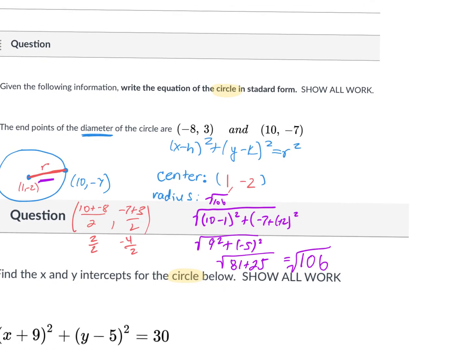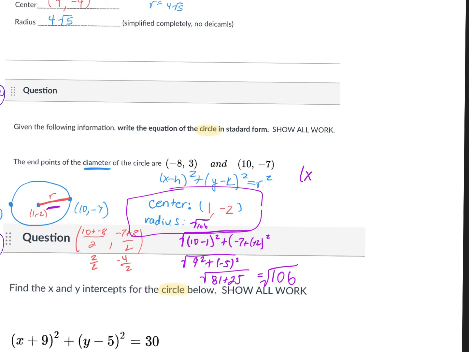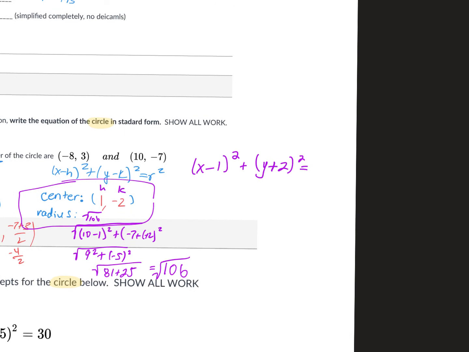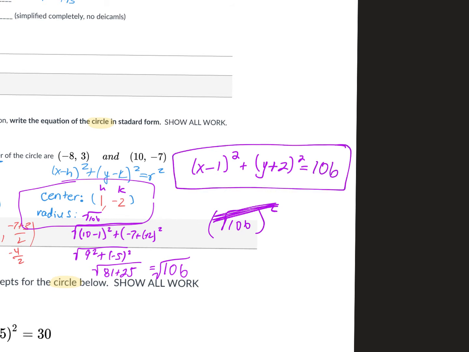That still does not give me my equation in standard form, but I have the two pieces of information that I need, so I can go ahead and plug that in. So I'm going to say x minus h, well, h is my 1 squared, plus y minus k. Well, k is -2, so two negatives gives me a positive, equals, and then the radius is the square root of 106. So if I take the square root of 106 and I square it, the square root and the squared cancels out, so I just have 106. So there is your equation in standard form.